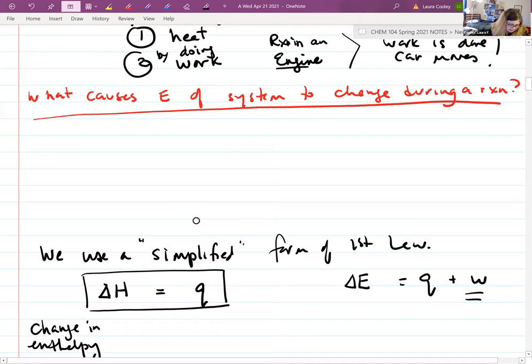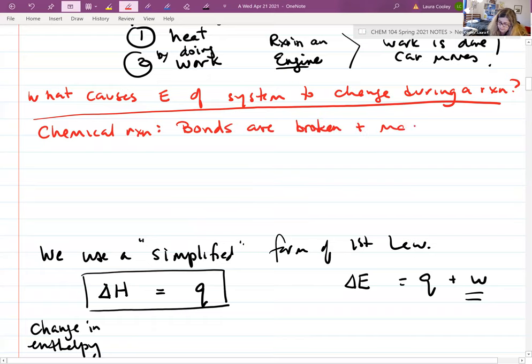Does anybody kind of know what I'm talking about here? Because what changes when you have a chemical reaction? In a chemical reaction, you have the formation of new substances from old substances, okay? Basically, bonds are broken and made. When you break bonds, that requires energy.